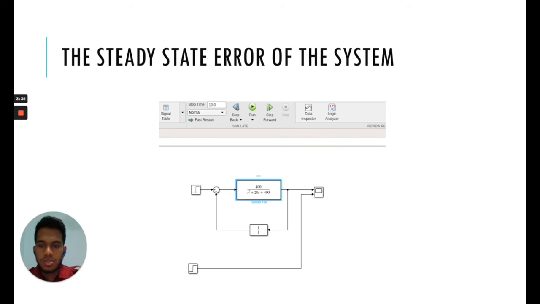As you can see in this figure, we use a few blocks here, and the main thing is the transfer function. Our transfer function is 400 over s squared plus 20s plus 400. So that is our transfer function for this Simulink model.